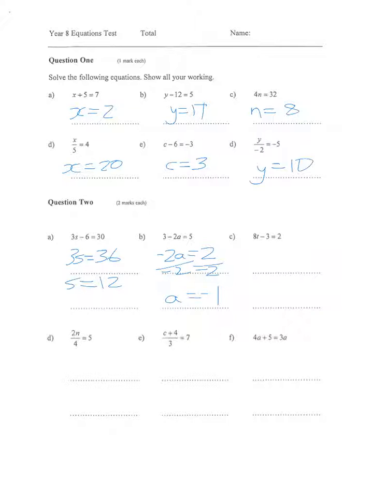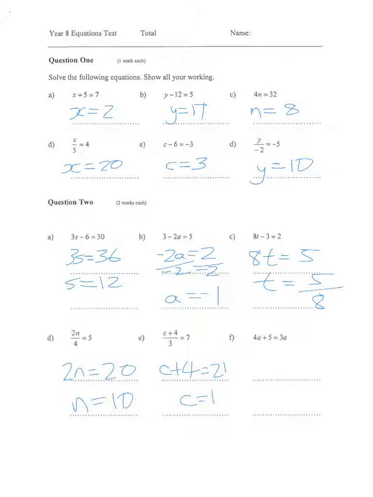Plus 3 both sides, so we get 8t equals 5. Divide by 8, 5 over 8. Okay, times by 4 both sides, we're left with 2n equals 20. Divide by 2, n equals 10. Now, times by 3 both sides, we're left with c plus 4 equals 21. Take away 4, c equals 17.